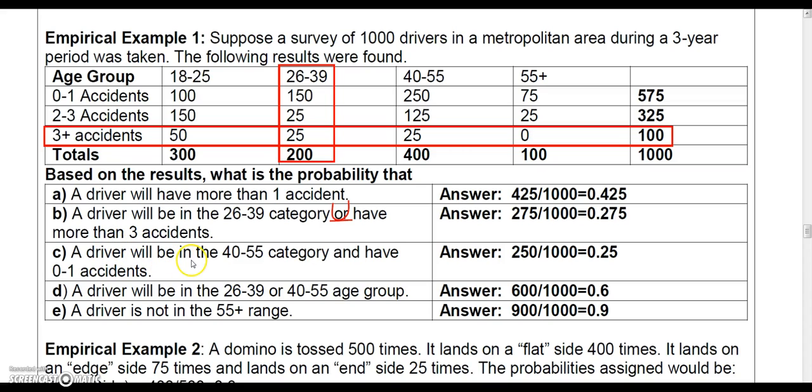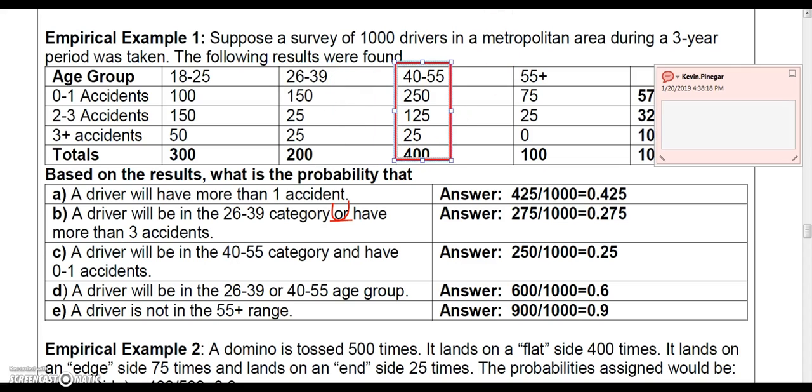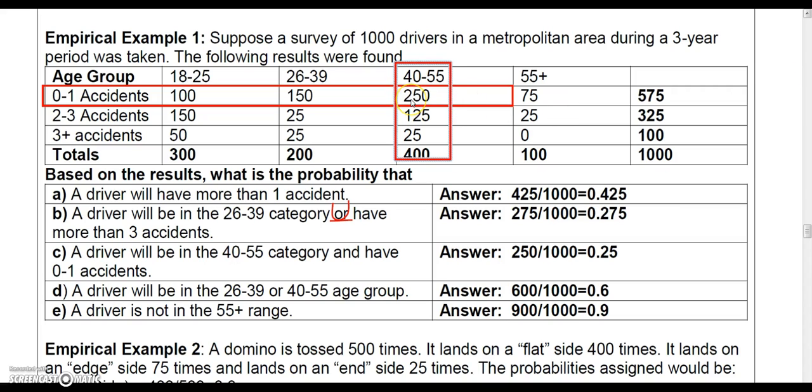Okay, and then a driver will be in the 40 to 55 category and have 0 to 1 accidents. Well, to be in that category, 40 to 55, and have 0 to 1 accident, we would be looking for where these two groups intersect. And so you can see that they intersect right here at the 250. So this would actually be an intersection. And so that would be 250 out of 1,000, which is 0.25.